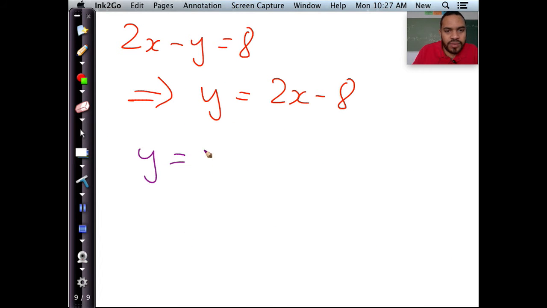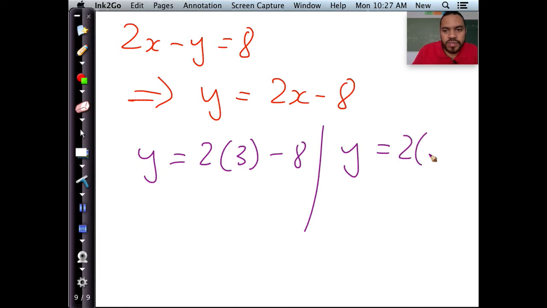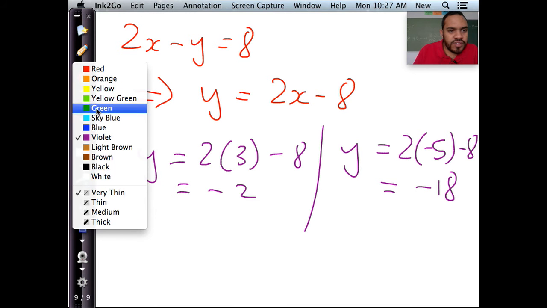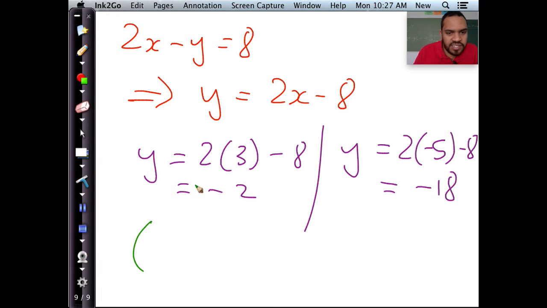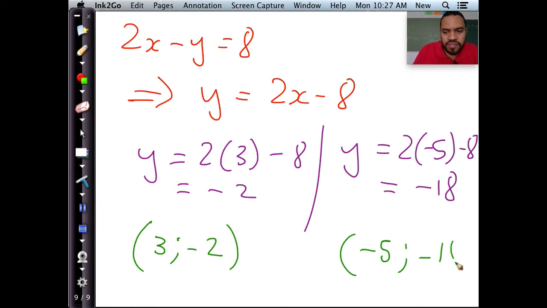So I got y equals 2 into 3 minus 8, and y equals 2 into negative 5 minus 8. And what is this equal to? 6 minus 8 is minus 2, and minus 10 minus 8 is minus 18. So if I state this as a set of coordinates or solutions, my first solution set is 3 and negative 2, and the second set is negative 5 and negative 18.